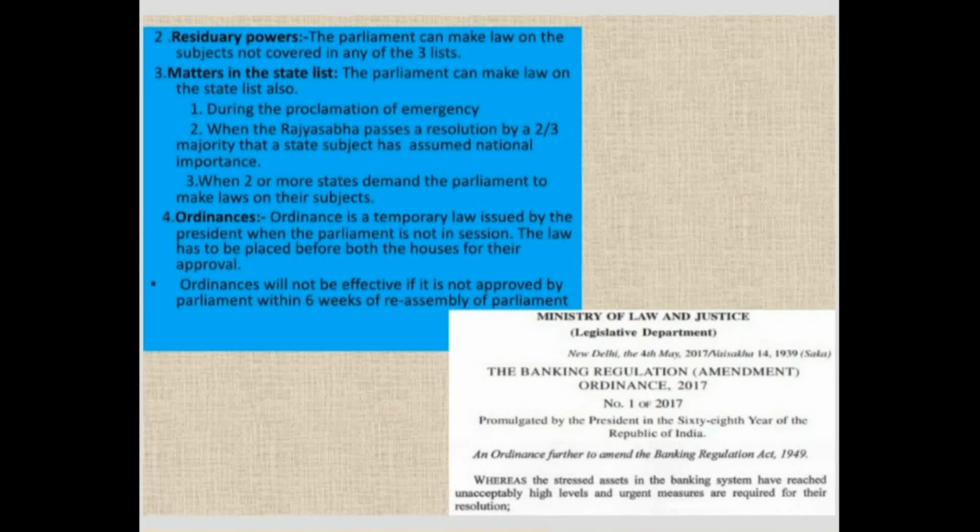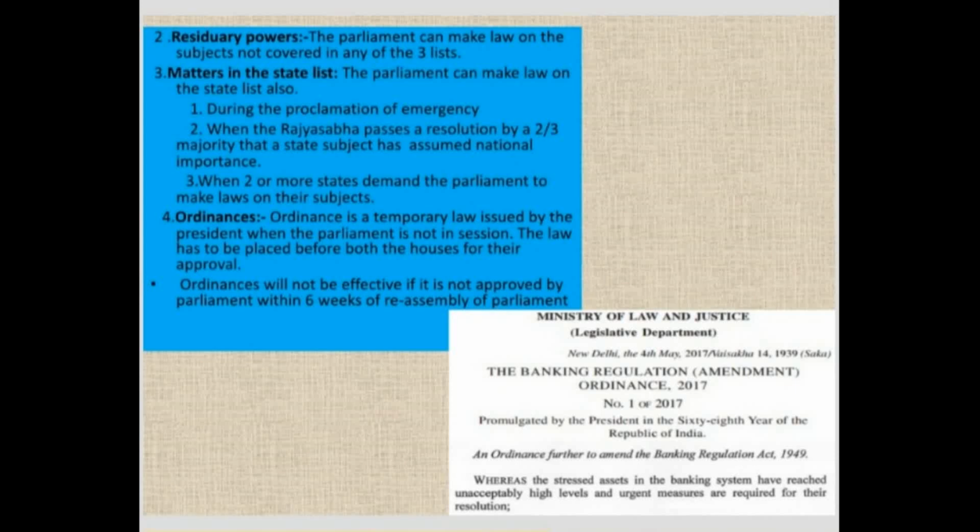The parliament can even make laws on certain matters of the state list, that is, during the proclamation of emergency in the state. That means when there is a constitutional failure in a state, the parliament assumes power to regulate the affairs of the state. And when the Rajya Sabha passes a resolution by two-third majority that a state subject has assumed national importance, that means if there are certain very important issues in a state, the Rajya Sabha can pass a resolution by two-third majority and can initiate the lawmaking process for states. And if two or more states demand the parliament to make laws on their subjects, then in such situations also the parliament will make laws.